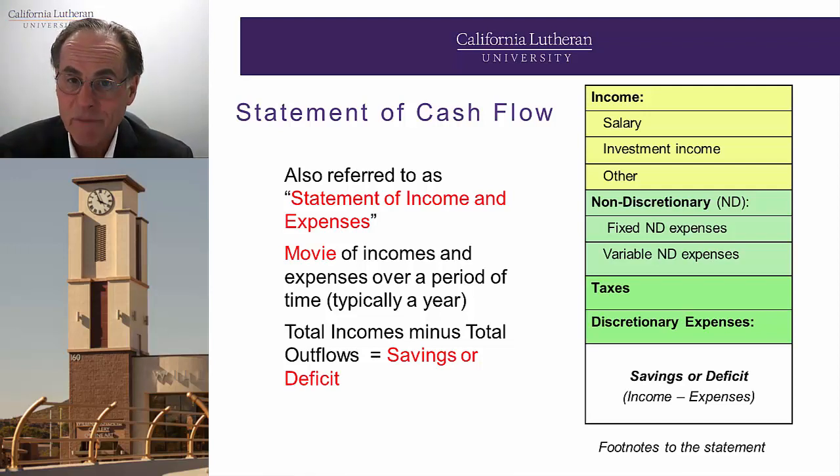There are several different categories of expenses shown: non-discretionary fixed expenses, non-discretionary variable expenses, taxes, and discretionary expenses. We'll examine each of these in the following slides because they have important implications when it comes to budget analysis and cash flow management.